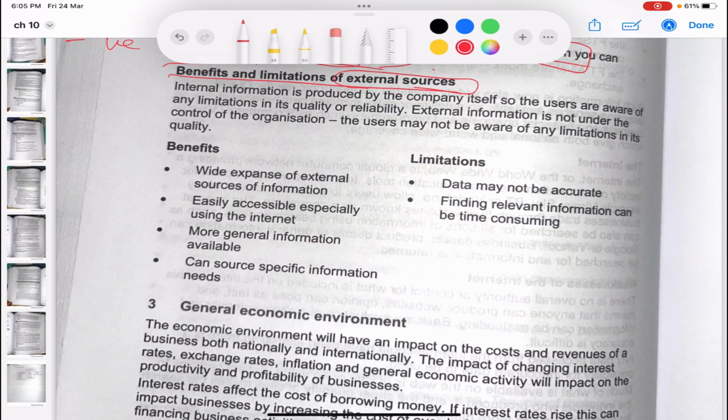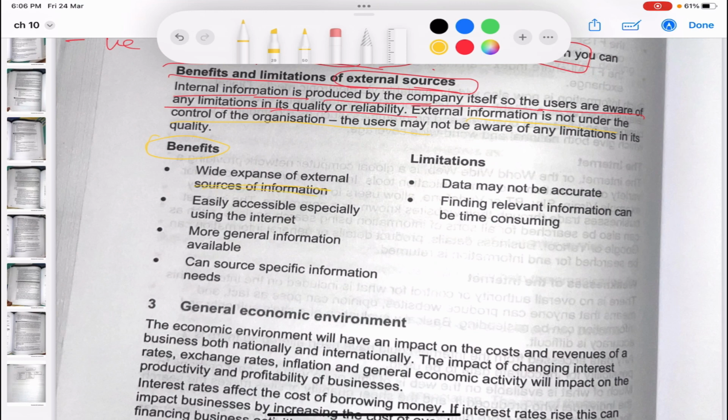Now we come to benefits and limitations of the external sources. The same way we saw internal sources, now we are going to see that in the external sources. So internal information is produced by the company itself, so the users are aware of any limitations in its quality or reliability. External information is not under the control of the organization. So external information is something which is not under our control, right?